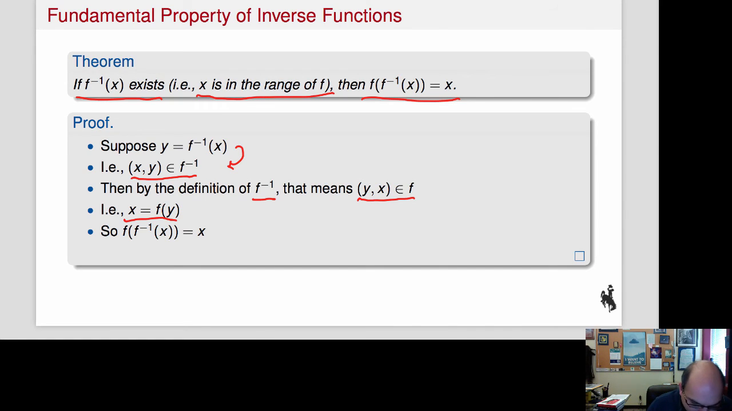Okay. So now if we look at f of f inverse of x, which is what we were interested in, this thing here is actually y, right? And f of y, we know, is equal to x. So there it is, right? That's the end. That's the proof, right?